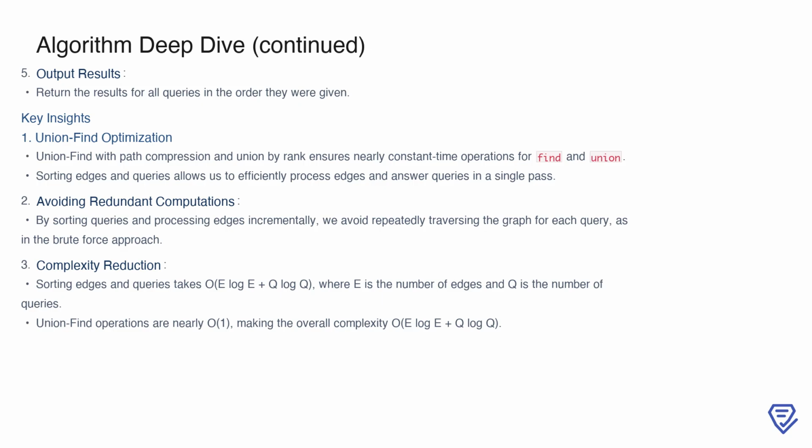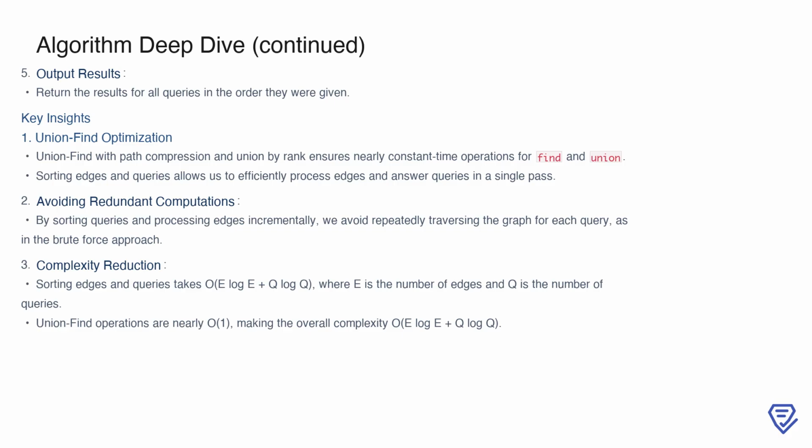The optimized approach is built on a few key insights. First, union-find operations like find and union are highly efficient when implemented with path compression and union by rank, achieving nearly constant time complexity. Second, sorting the edges and queries allows us to process edges incrementally, avoiding redundant graph traversals for each query. This reduces the complexity significantly compared to the brute force approach. Specifically, sorting the edges and queries takes O(E log E + Q log Q), where E is the number of edges and Q is the number of queries.